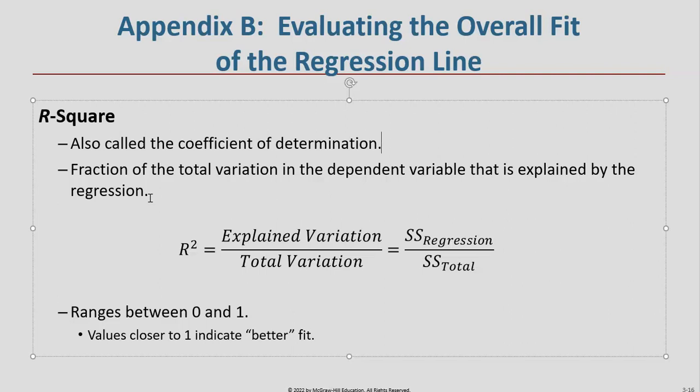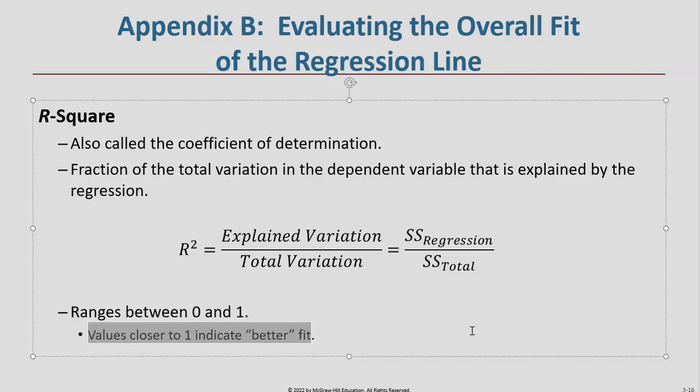Its range is 0 to 1. You can see that it won't be greater than 1 because this is a fraction, and it's equal to the explained variation divided by the total variation. As the value of the R-squared statistic moves closer to 1, that indicates that you have a better model or a better fit. The straight line, the linear regression line, fits the data, the scatter plot, better.